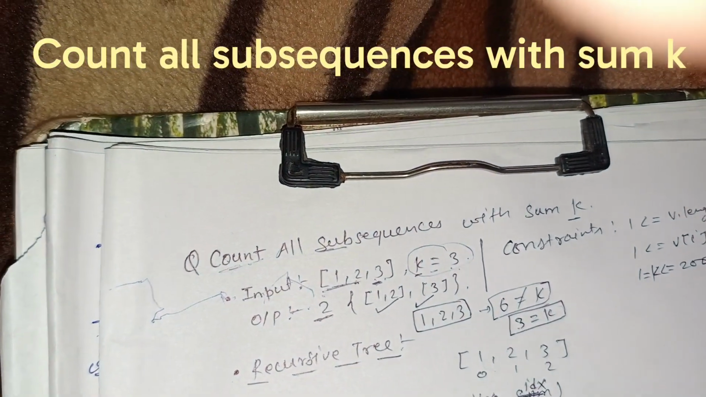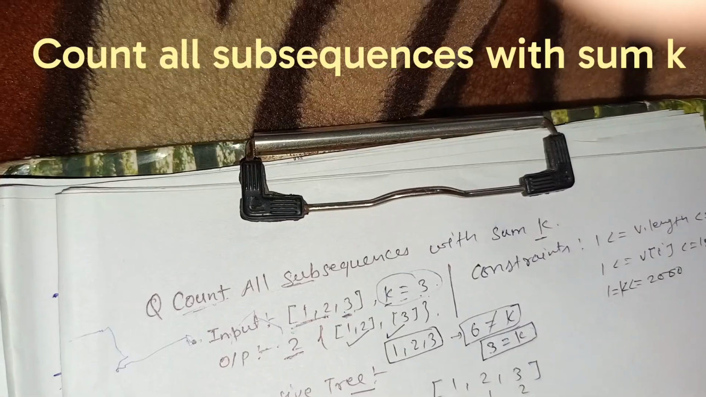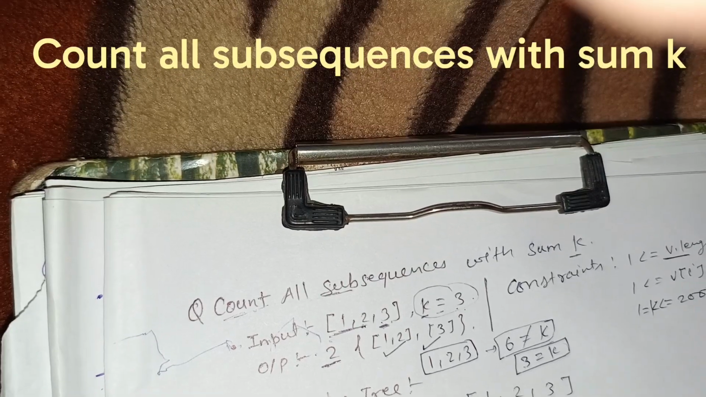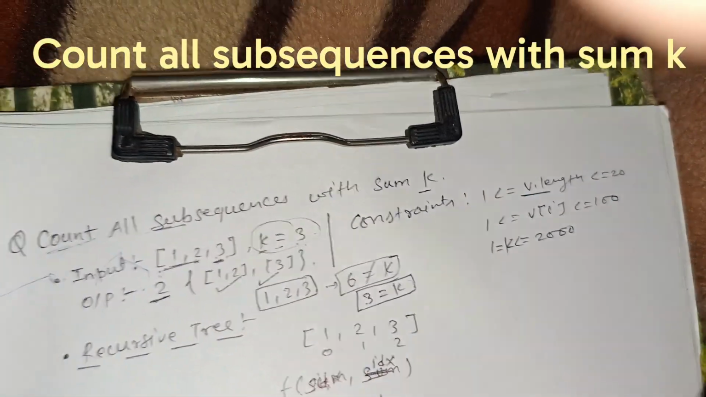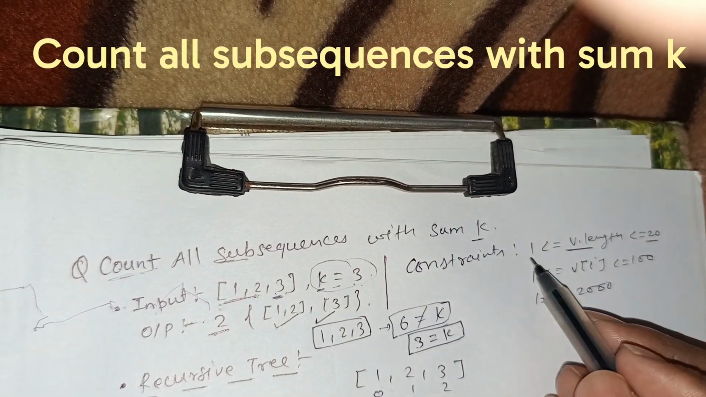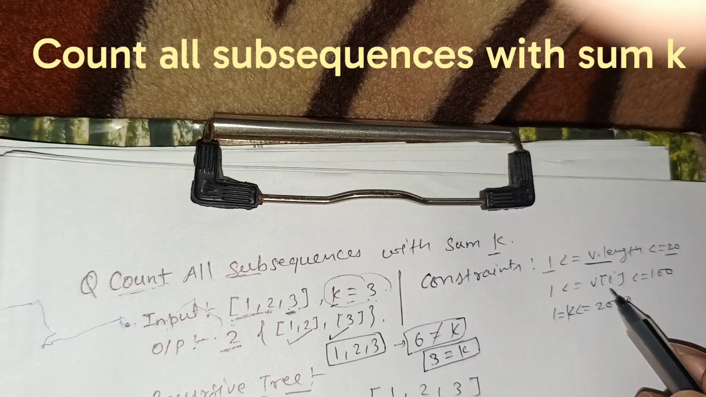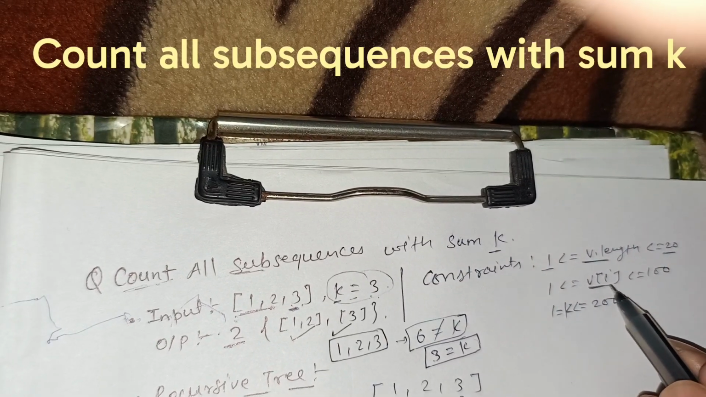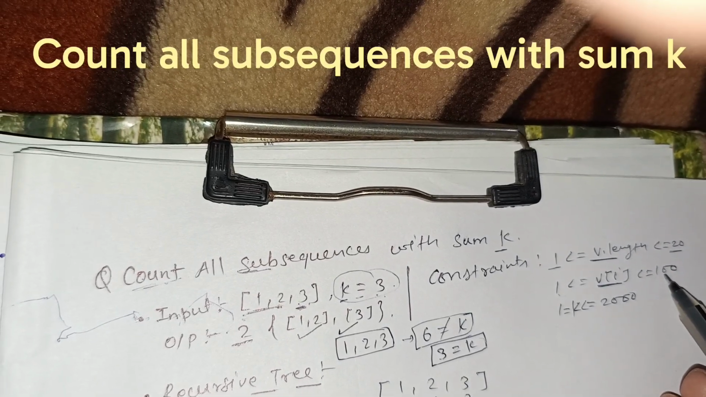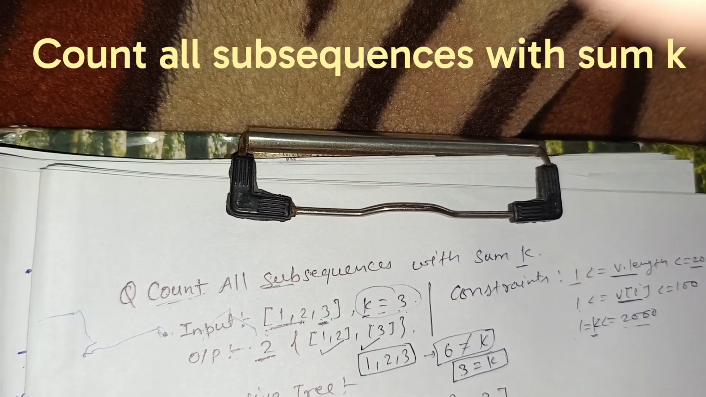Now for this question, the constraints will be given. Length from 1 to 20, means vector size: max size of the vector will be 20 and min size will be 1, and the elements or integers in the given vector will be from 1 to 100, and the k varies from 1 to 2000.